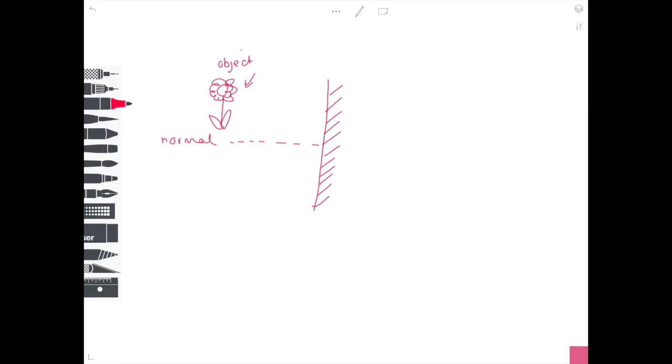So how does that object actually become an image in our eye? Well, light from an object strikes the plane mirror and is reflected from the mirror surface, and then after that reflection, the light strikes the eye of the observer. But what can we actually say about that image? Well, first of all, the image is obviously the same size as the object, and it's worth making a note of everything I'm writing.